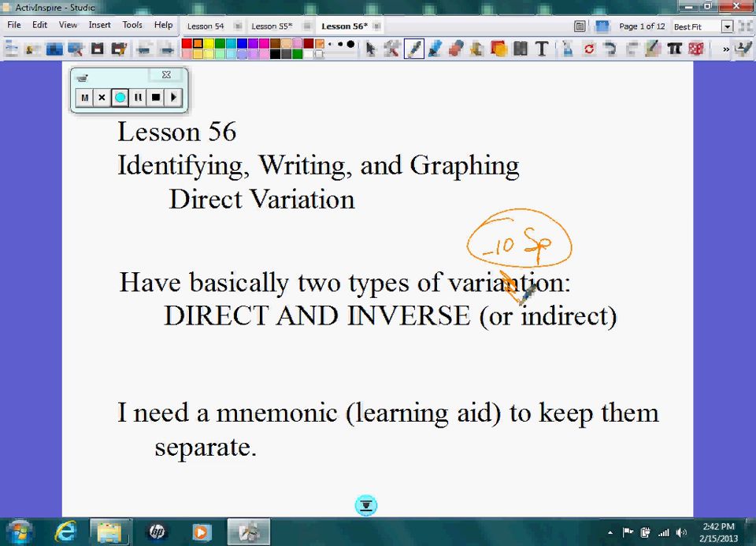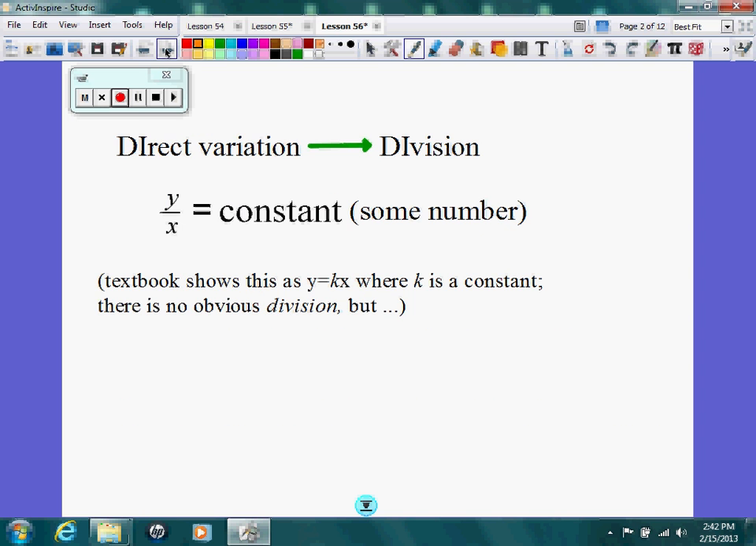And I like to have a mnemonic, which is a learning aid, to help me remember things. So I use the mnemonic for this to help me remember what direct and inverse variation are. For direct variation, since direct starts with DI, direct variation implies division. So here would be y over x, which is showing division, and that's equal to a constant or some number.